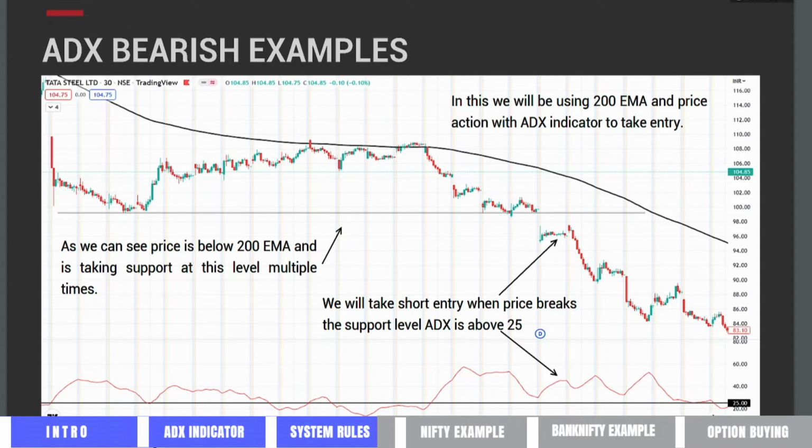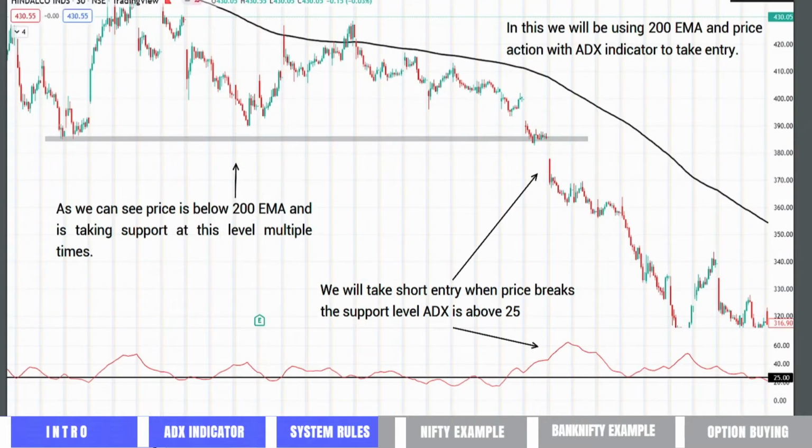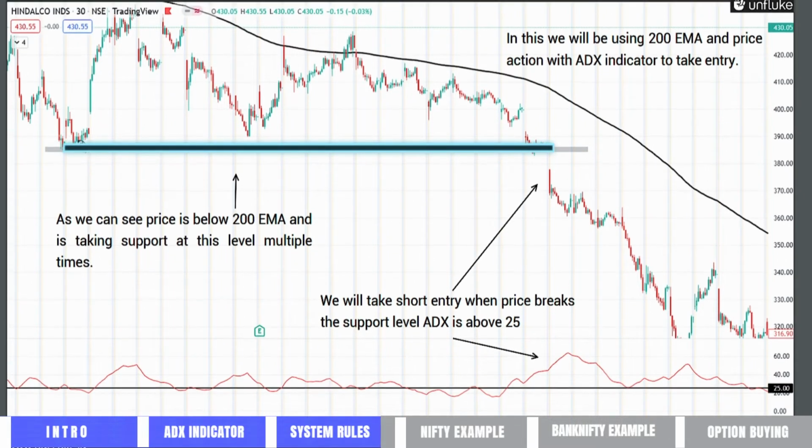Let us take one more example and then we'll look at some live charts of Nifty, Banknifty, and we'll also look at an option chart. In this again, I'm showing you one more bearish example for Hindalco. We can see that the stock was having support around this level, around this 390 level. And then it gave us a gap down.